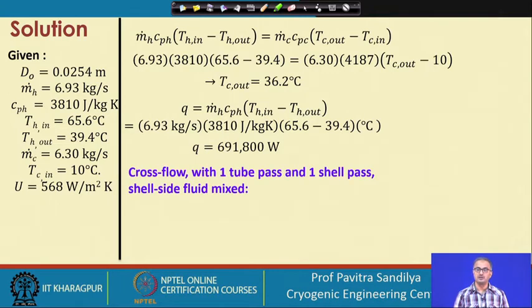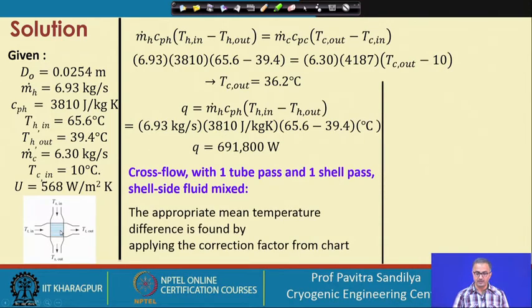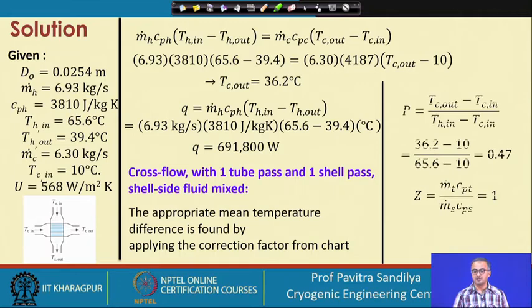Next we come to another configuration. In this we have cross flow with the shell side tube fluid mixed, and we have now 1 tube pass and 1 shell pass. Again, we can see from this figure how the cross flow configuration looks like. And again we have to use that particular chart. In this case, we define the P and Z like this. We find the value of P as 0.47 and the Z as 1.